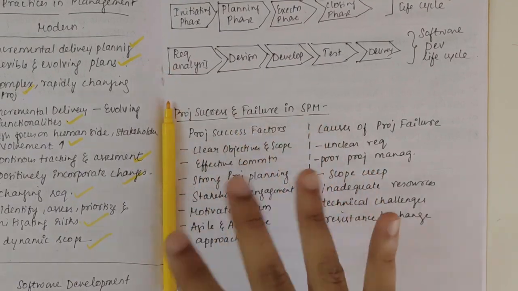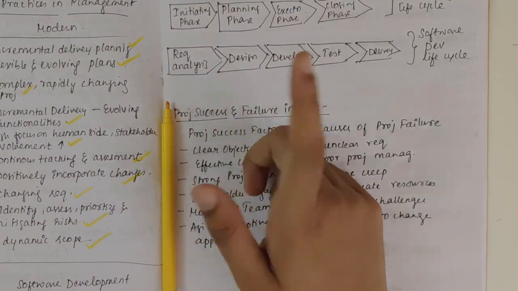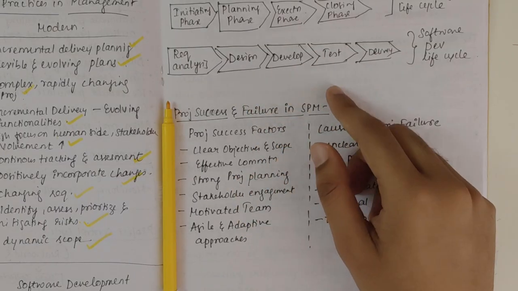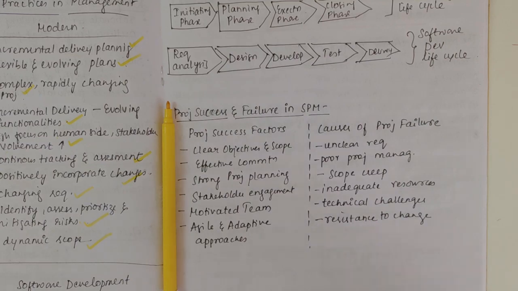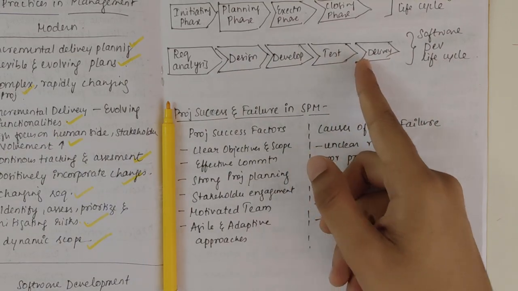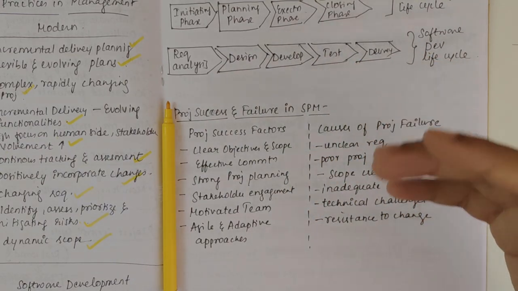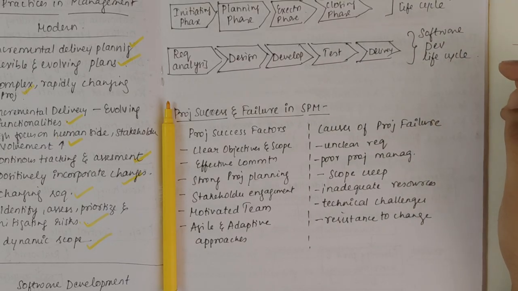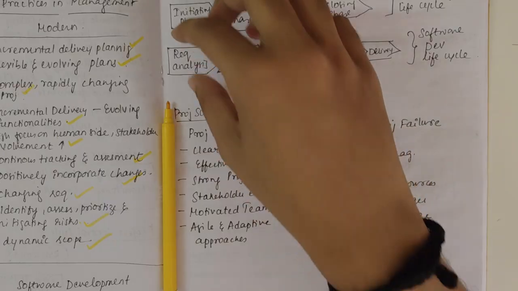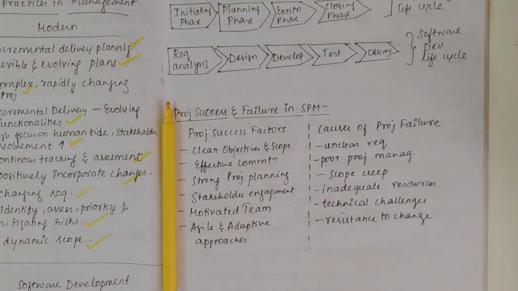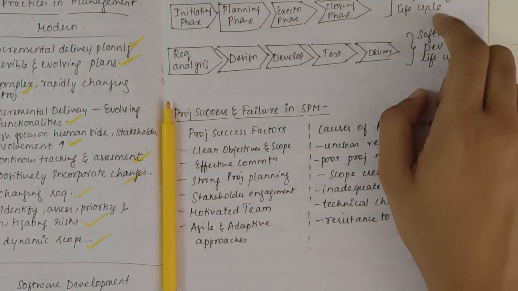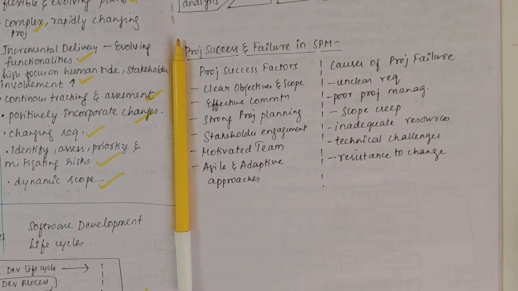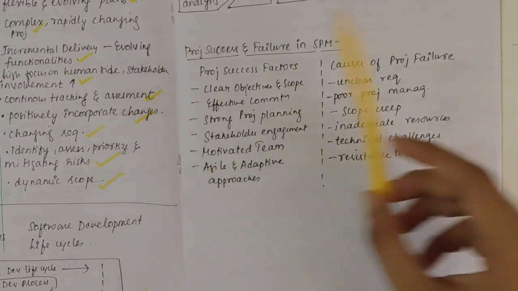Coming to software development life cycle, we have requirement analysis, and then we design from the requirements, and then we develop, and then we code and test, and then we deliver the final product. So this was under software development life cycle. Like expanding these terminologies, you can write 5 points for project management life cycle and 5 points for system software development life cycle. So this was about the differences and the comparison.